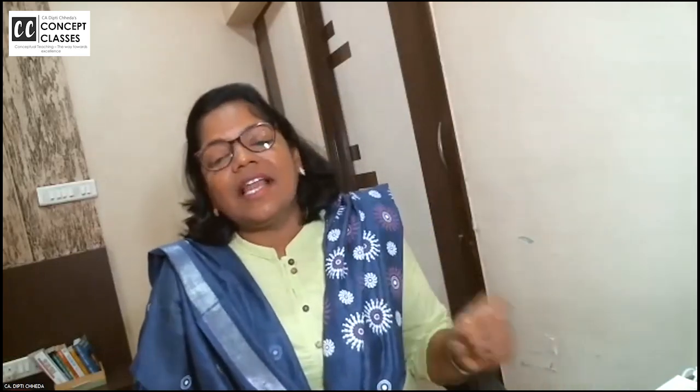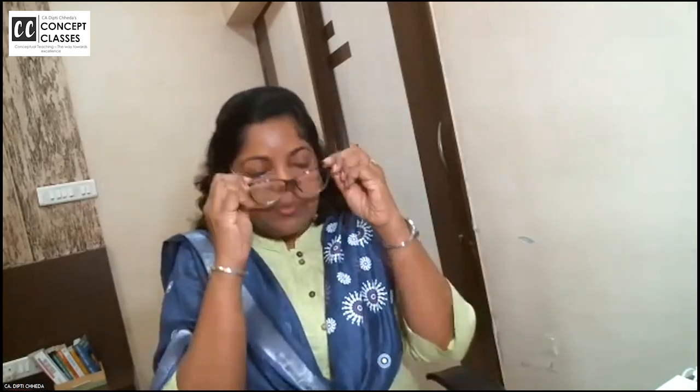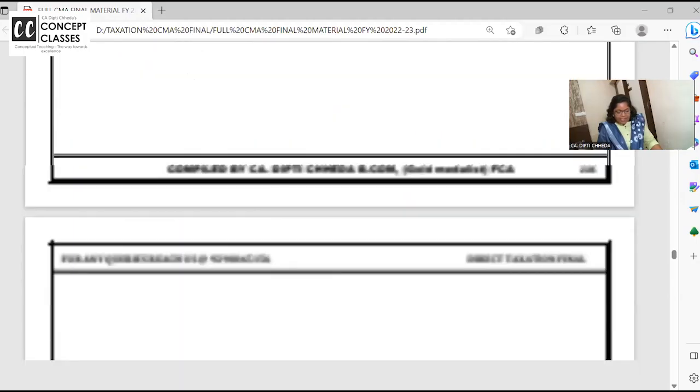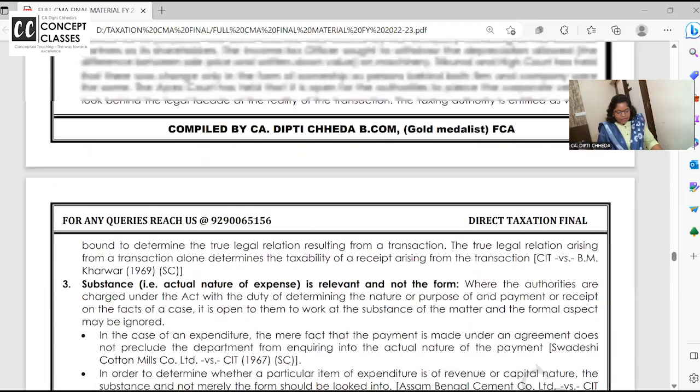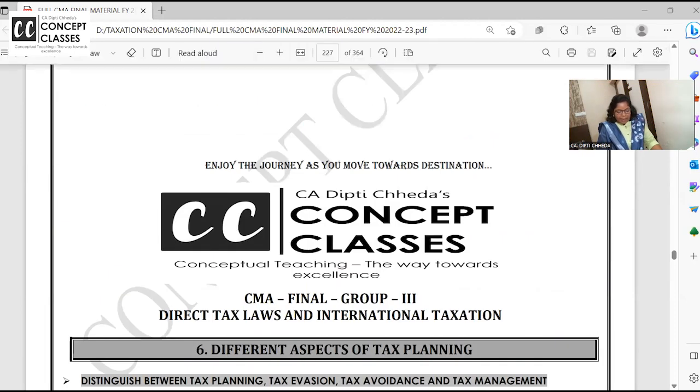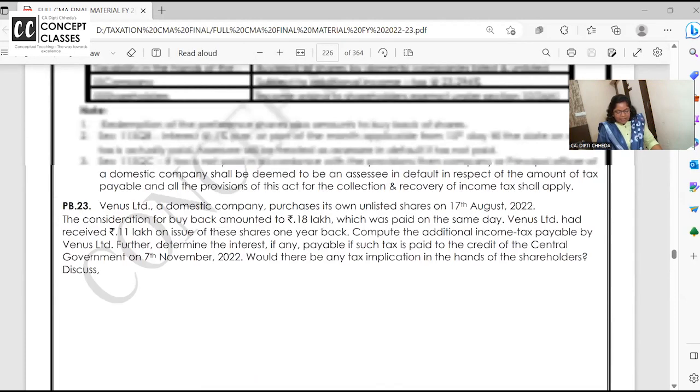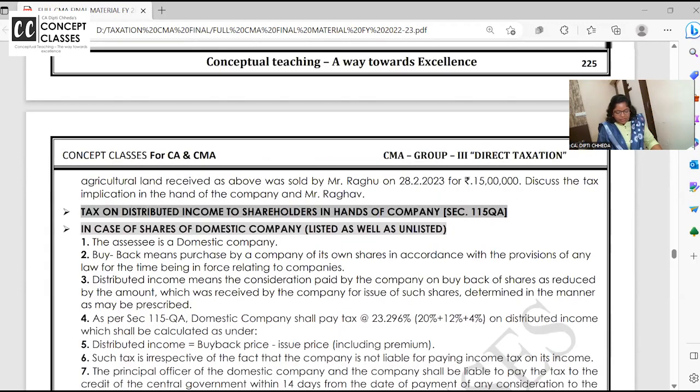In the very first class we did one of the important questions repeatedly asked in exams, and that is about slump sale. One amendment is there that I want to add for all of you. If you can open your material, at the last where we have done slump sale and buyback of shares. In slump sale, we all know the sale consideration.